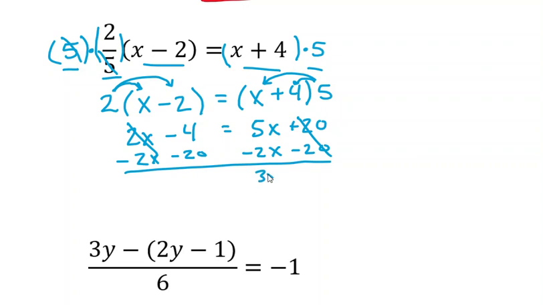And I'm left with 3x equals -24. Then the last step, divide by the coefficient of x, which is 3, on both sides. Sometimes we call this the division property of equality. It's really the multiplication property of equality, multiplying by 1/3. -24 divided by 3 is -8, and 3x divided by 3 is x. And there's my final answer.